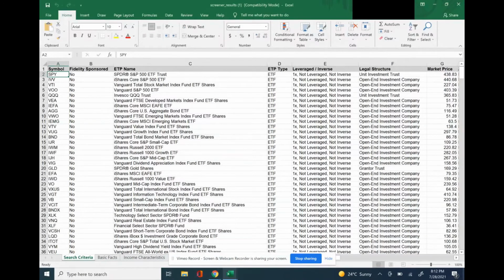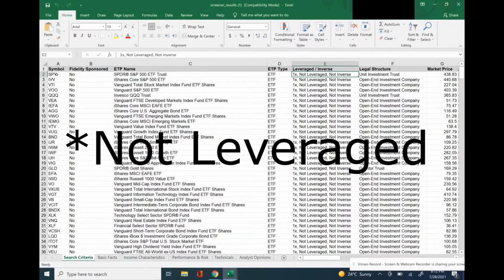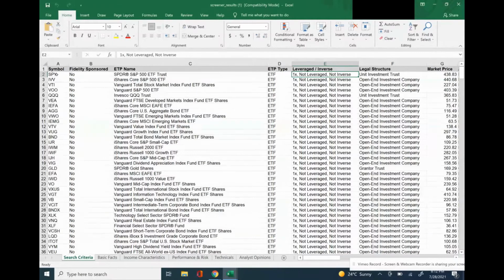In your search criteria, you obviously have your symbol. You have whether it's Fidelity sponsored, because Fidelity also has its own in-house ETFs. Some of them are zero commission, some of them have commissions, but more on that later. Your ETF name, your ETF type, which is again ETF. Whether it's leveraged or not leveraged, for the purposes of this, we're going to stick to non-leveraged, and that's my recommendation as well. Your legal structure, whether it's an open-end investment company or a unit investment trust, if that's something you are not aware of, that's fine.